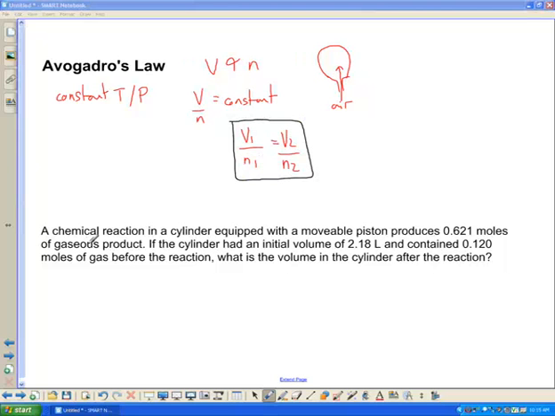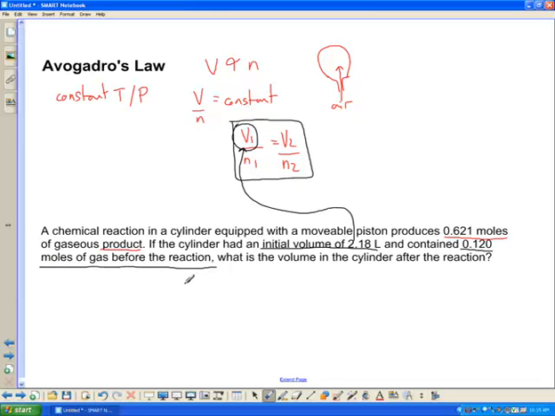A chemical reaction in a cylinder equipped with a movable piston produces 0.621 moles of gaseous product. Alright? Now notice that says product. 0.621 moles of product. That's kind of important. If the cylinder had an initial volume of 2.18 liters, that means our V1 is 2.18 liters, and contained 0.120 moles of gas before the reaction. Now, before the reaction means before anything happened. That's the initial number of moles of gas. Therefore, 0.621 must be our final number of moles of gas.